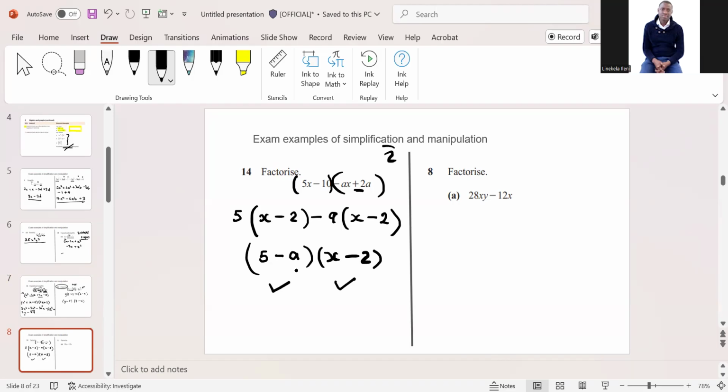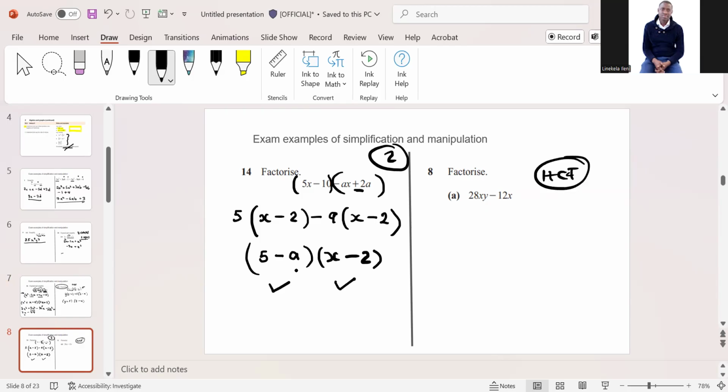So typically these questions are usually about 2 marks. They can ask you 2, they can ask you 1, but 2 marks is 2 marks. All right, so then you move on to this one again. This, as you can see, is straightforward because you're only given 2 terms. So this is just factorizing by the highest common factor.